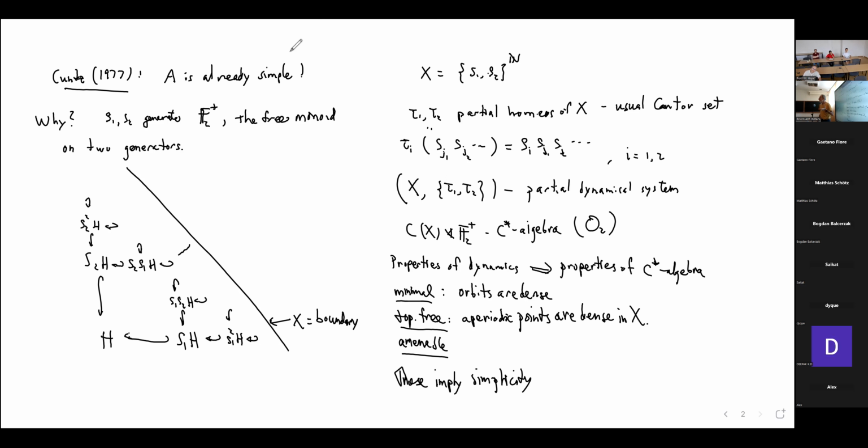Claire Anantharaman-Delaroche has done a huge amount of work on this question, and I believe she's answered it in this context, but I'm not absolutely sure. I get confused with subtle details, but in this case, certainly amenability implies nuclearity of the cross product. More importantly, for our example, it implies that the full and reduced cross product constructions give the same result, which is the main obstacle to simplicity that amenability addresses.